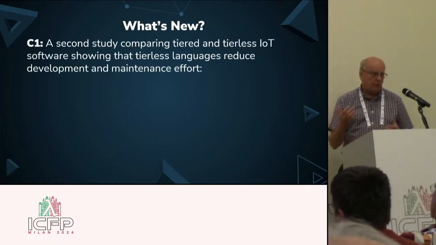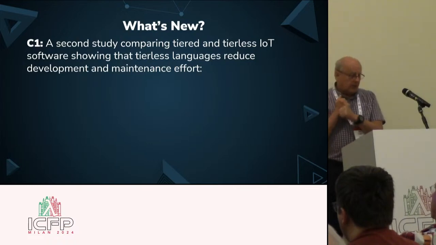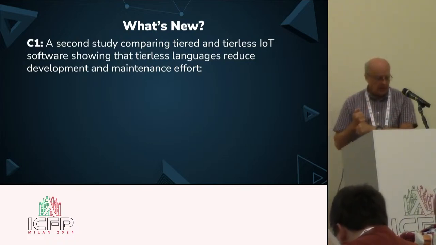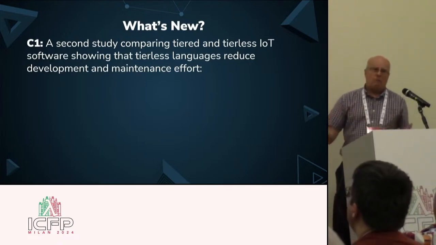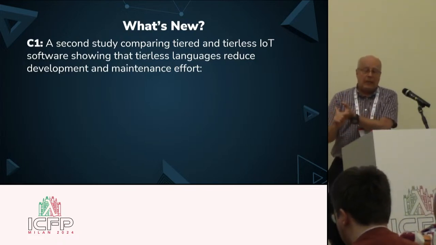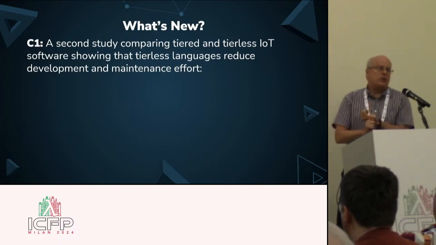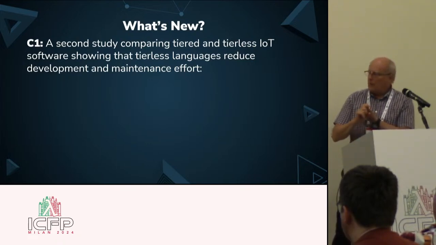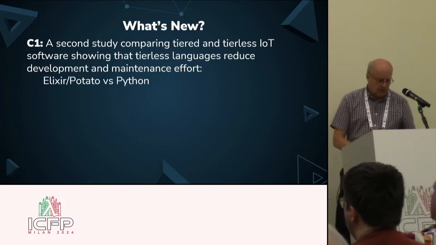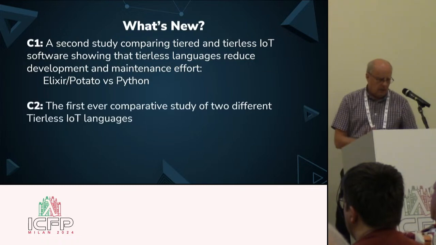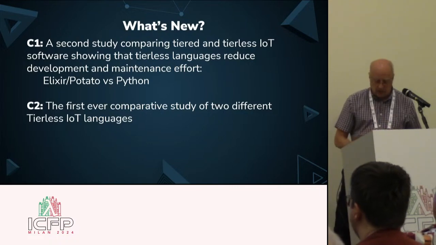Okay. So, what's new? Well, we now have an implementation of this GUSC little IoT system in a second tierless language, and we're able to compare that with Python. We previously compared the Clean implementations with Python and MicroPython. Now we can compare a different tierless language with the conventional Python. We can now compare 2 different tierless IoT languages.